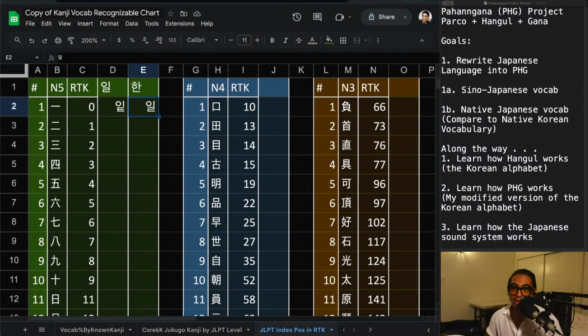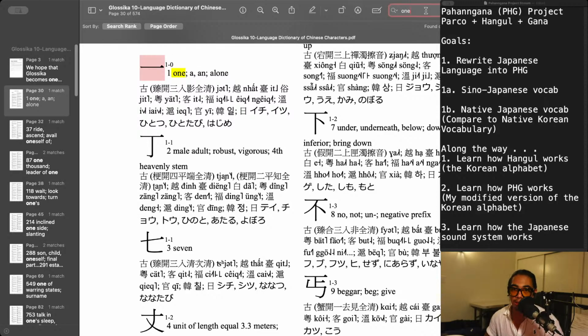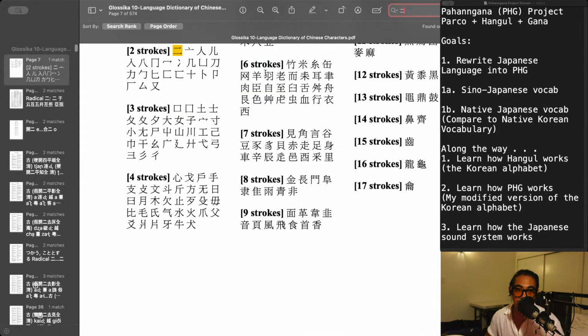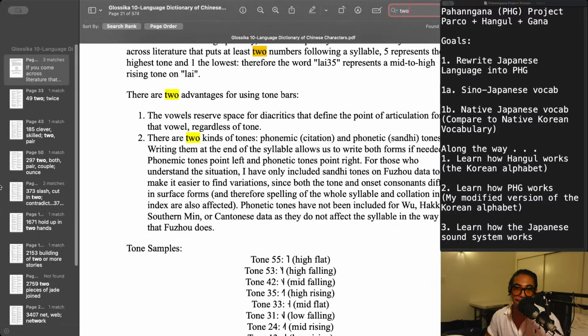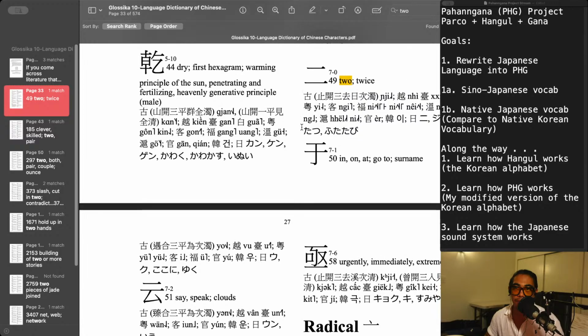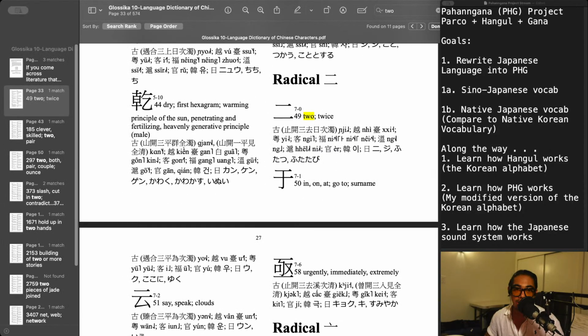Character for 2 next. So let me just copy that. This one, there shouldn't be many surprises, but just for the sake of consistency, let us take a look. Alright, I might have to do a bit more creative searching. 2, there we go. Alright, awesome. Okay, there it fits nicely right there.